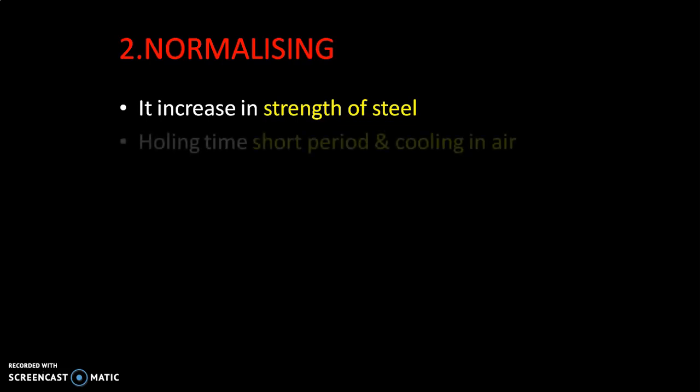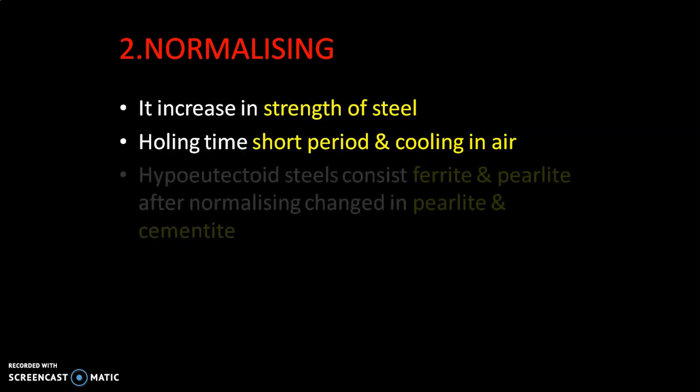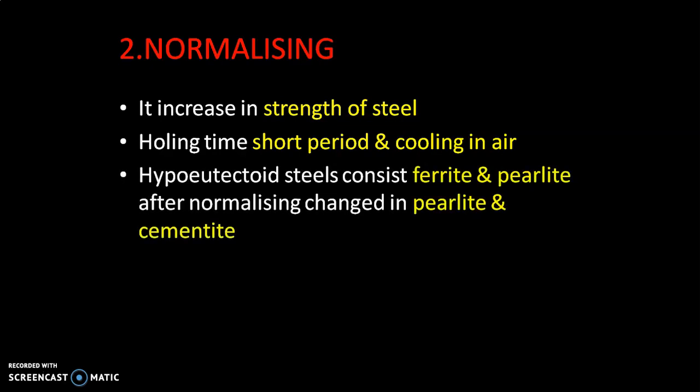Next one is normalizing. It increases the strength of steel. Holding time is a short period and cooling is in atmospheric air. Hypoeutectoid steel contains ferrite and pearlite. After normalizing, it changes into pearlite and cementite structure.